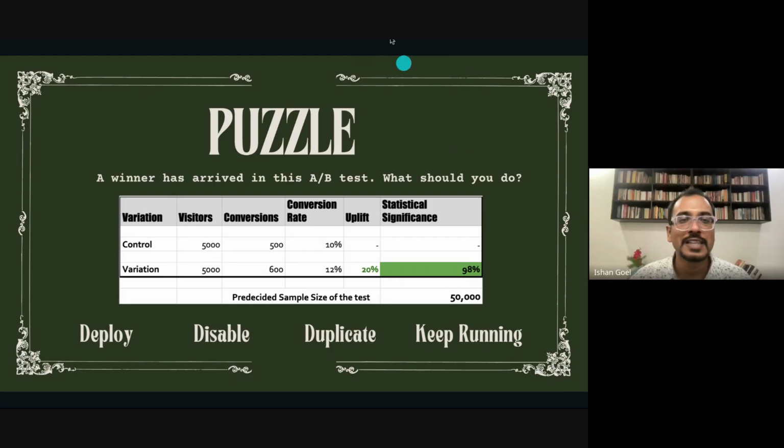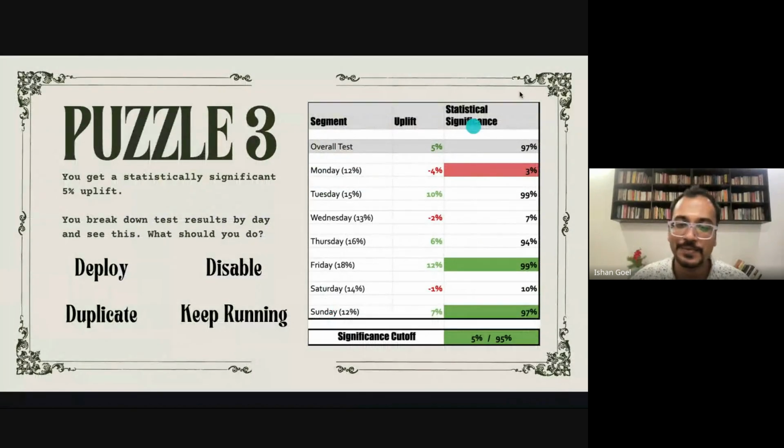No problem. So finally, coming to this last puzzle, this is on post segmenting and how I like to see it. In this test, you have gotten an overall uplift of 5%, which is 97% significant. So you broke it down by different days of the week. Assume that there was enough data in every day of the week as well. And what you are seeing here is that uplifts on different days of the week are fluctuating between positive and negative. What will you do in this test?